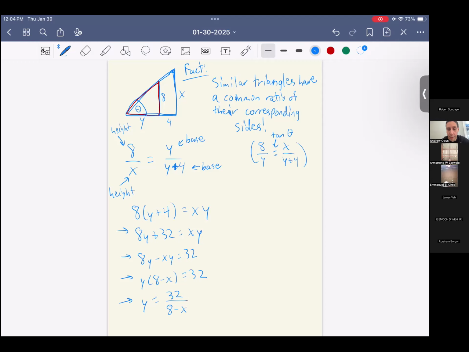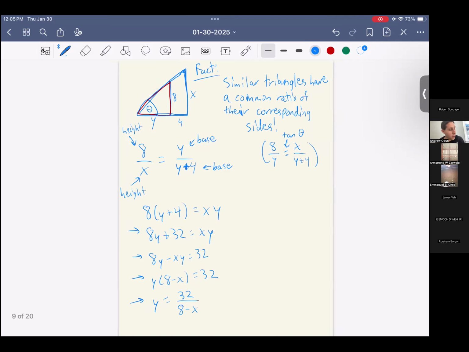Enoch? Yeah, with this method, can I also use trigonometry to obtain the same answer as well? Yeah. I mean, that's what Robert said, right? You can do trigonometry in order to solve for y in terms of x. Okay. Yeah, so that works. So the point here is that y is equal to 32 over 8 minus x.